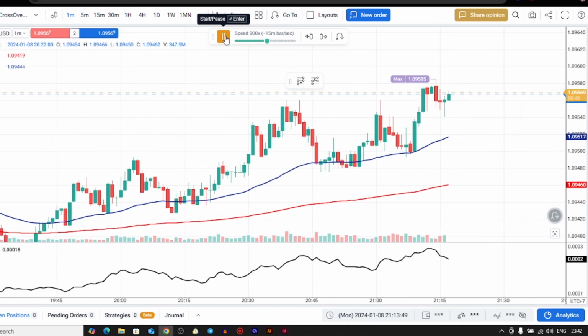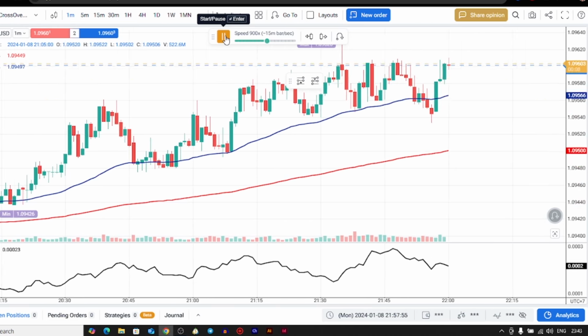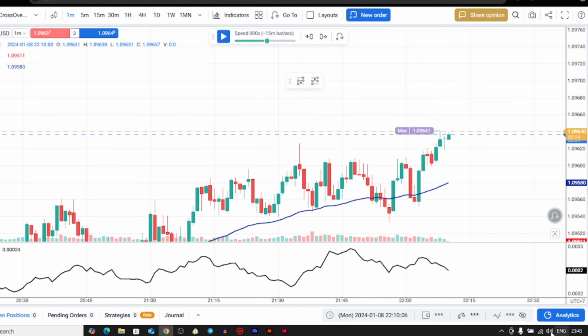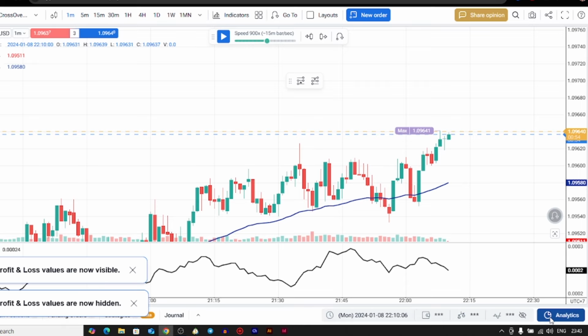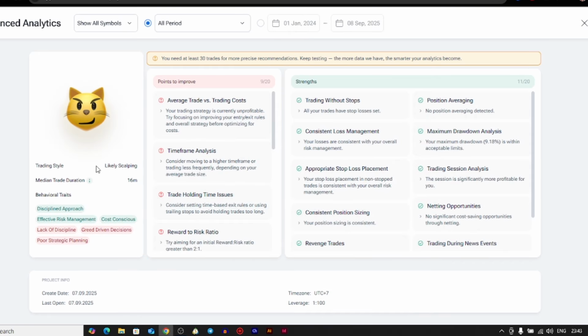Okay, now I've tested this strategy and I've been trading for 38 trades now, and I'm going to show you how the strategy has been working so far. So to do that, we are going to click here where it says analytics. And now the first thing that we are going to see here is some impressive insights of how the strategy has been performing, what you have been doing good, and what we can improve on the strategy. But before we look at that, let me show you the results.